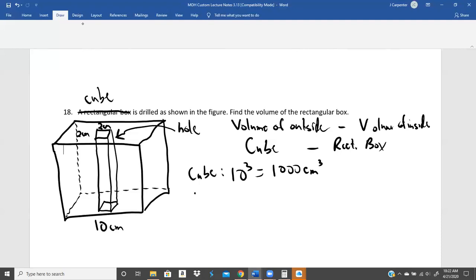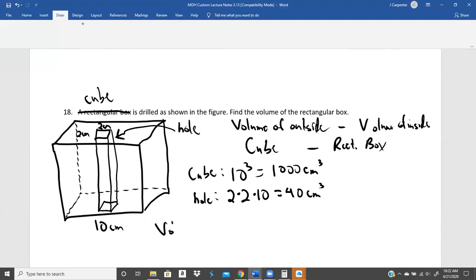So the rectangular box, the hole, has a length and a width of 2 centimeters, but it has a height of 10. Length is 2, the width is 2, but then the height all the way up and down is 10. 2 times 2 is 4, 4 times 10 is 40. So that would be 40 cubic centimeters.